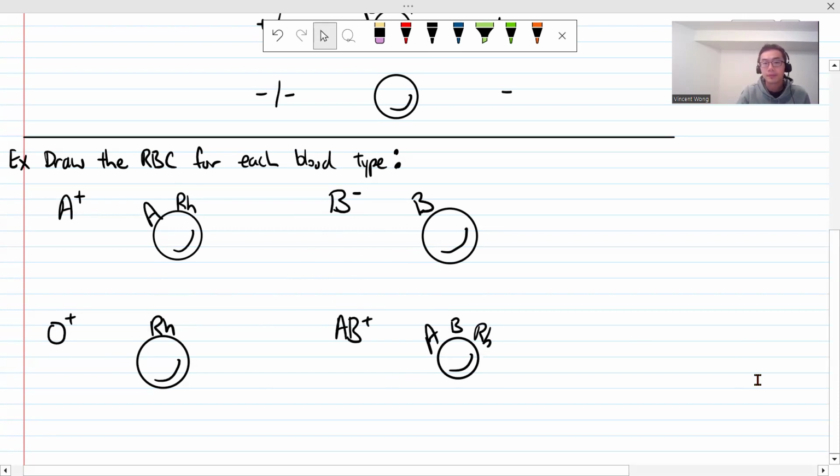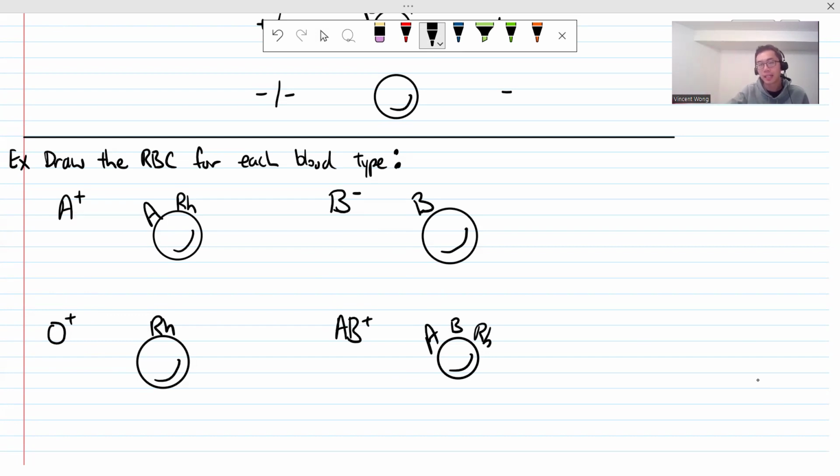Professor, I did not understand why O plus does not have any type of O. Yeah, so what is O? O is the absence of A and B, right? If you have A on the surface, then it's type A blood. If you have B, then it's type B blood. If you have both, then it's AB. And if you have none, then it's type O. Right? So the meaning of type O is the absence of A and B. Is that better?